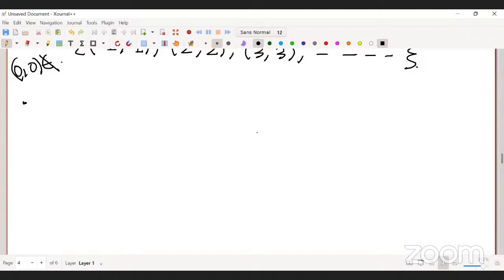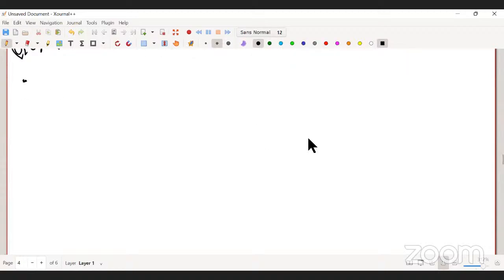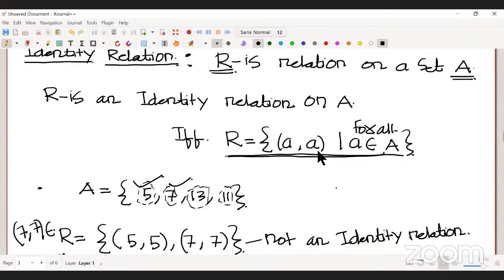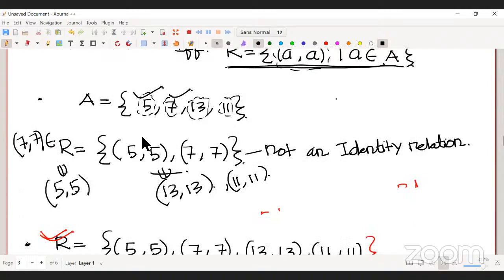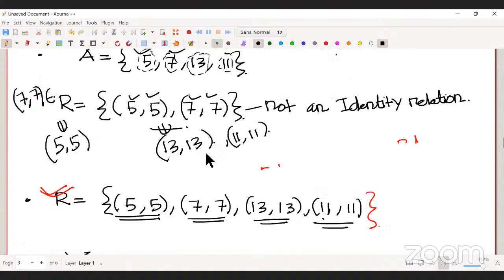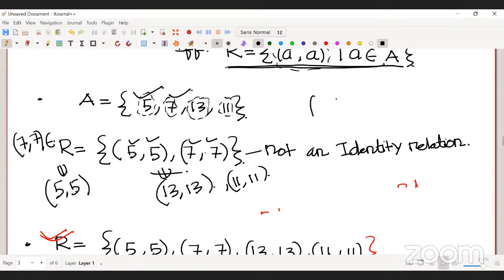So what do you mean by diagonal elements? Diagonal elements means (a, a). When both the components are the same, at that time we call it a diagonal element. Means 5, 5, 7, 7, 13, 13. These are diagonal elements. But (5, 7) is not a diagonal element, because here 5 and 7 are different.